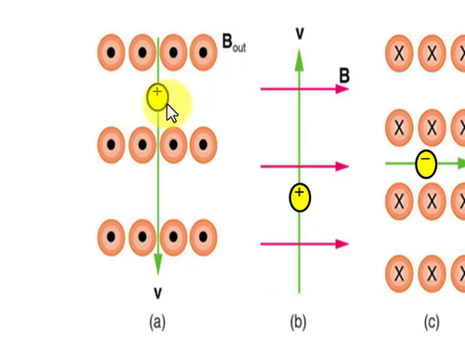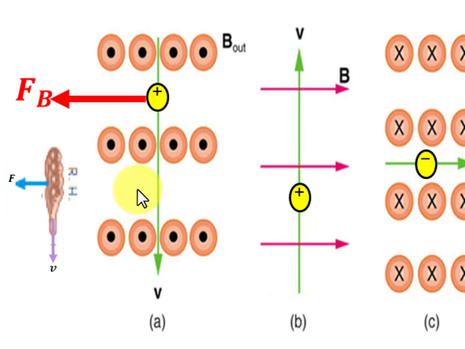So what type of particle is this? This is a positively charged particle. And where is the direction? The direction is downward. So this is the direction of your thumb. You have to use your fingers pointing out of the page, and so the force would be, using your thumb downwards, your fingers out, your force will be to the left.